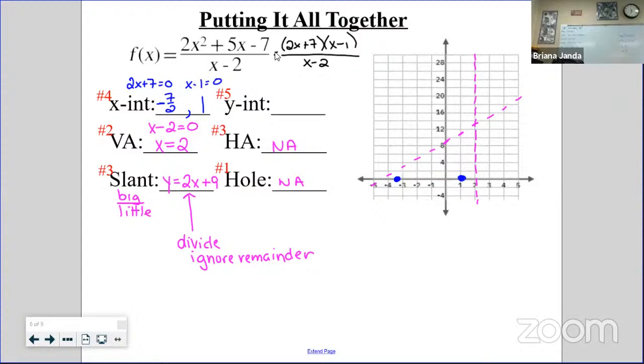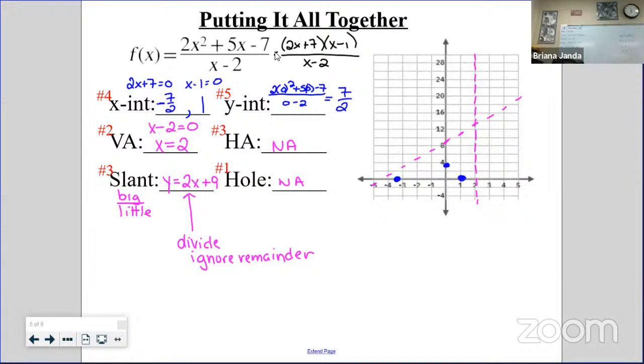Plug 0 in. Because we didn't cross anything off, you have both options, the factored or the unfactored version of this, right? I'm going to go to the unfactored to plug 0 in. I get -7 over -2 or 7/2 or 3.5. And now it's just the graphing part of it.